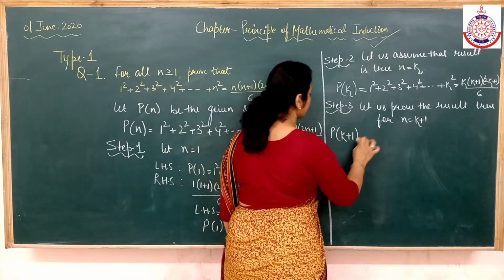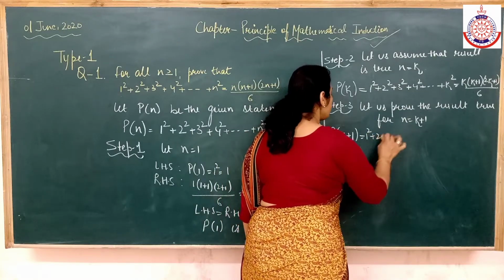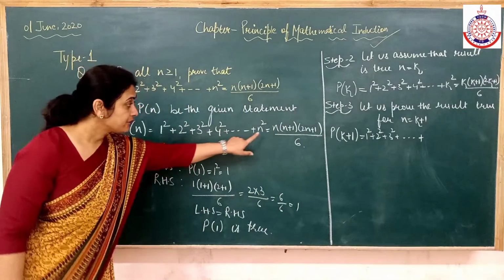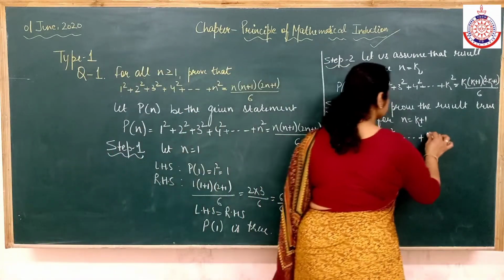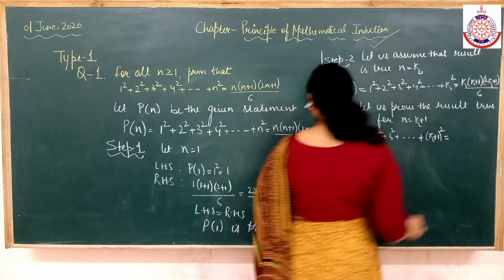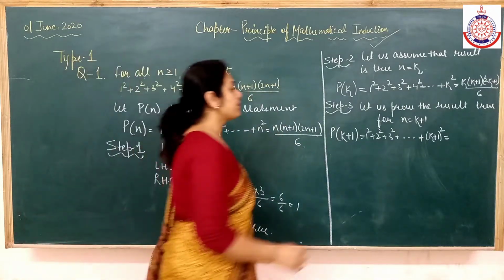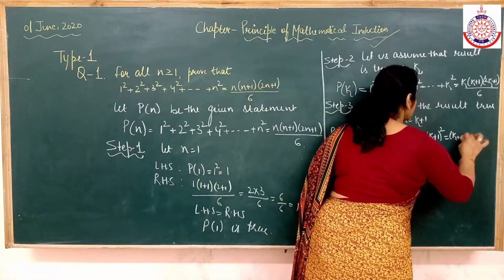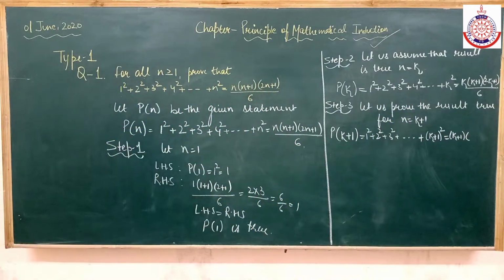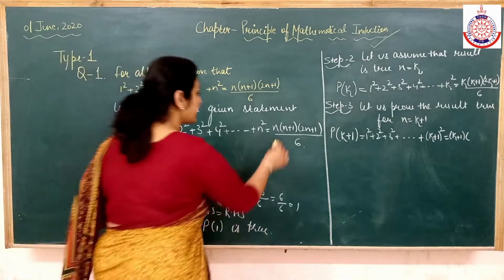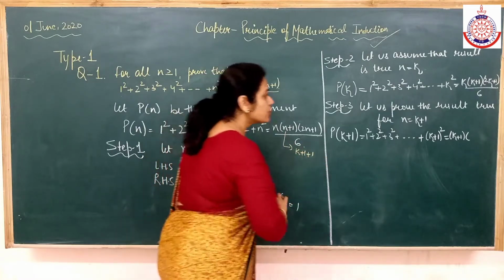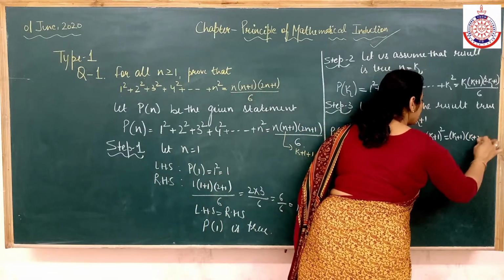Let's see what we need to prove. Now in place of n, what do I need? I need k plus 1. Clear? So wherever n is there, change it into k plus 1. n will become k plus 1. If I put n is equal to k plus 1 here, what will it become? In place of n, k plus 1, and 1 is already there, so it will become k plus 2.